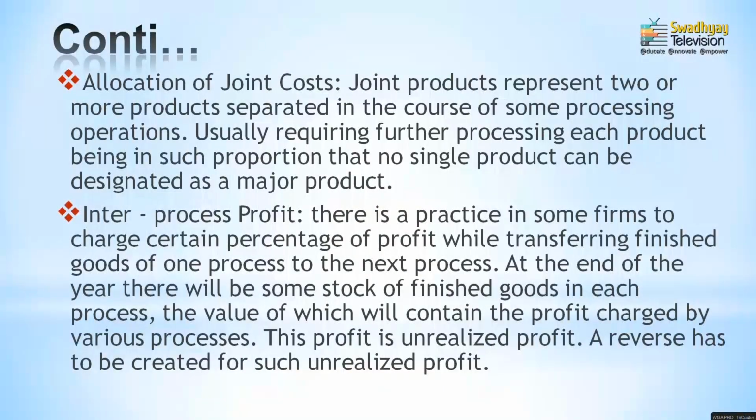What is joint cost? Allocation of joint cost. Now, in some manufacturing units, the manufacturer or producer manufactures products jointly. That means they are manufacturing two or more products together, but their costs need to be identified, as the cost has been incurred jointly. Now, how is the cost identified for each particular process or each particular product?